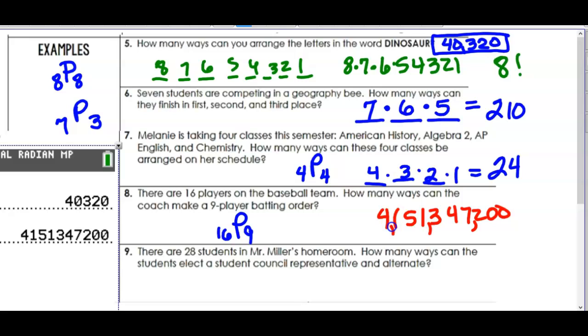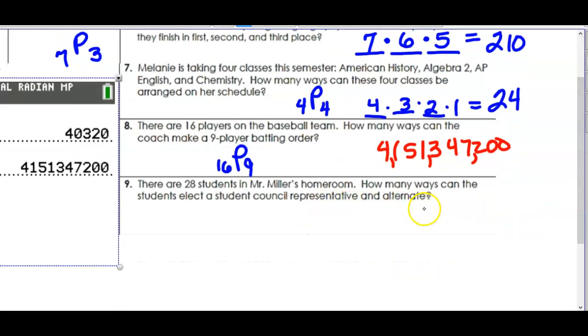All right, there are 28 students in Mr. Miller's homeroom. How many ways can his students select a student council representative and an alternate? Now these are 2 different positions. Okay, one is going to all the meetings and one is just a backup, so they count differently. If Abby gets chosen for this and Bob for this, it's different than Bob for this and Abby for this. So that's why we're doing a permutation, not a combination.